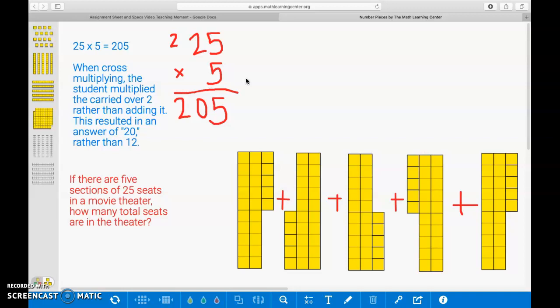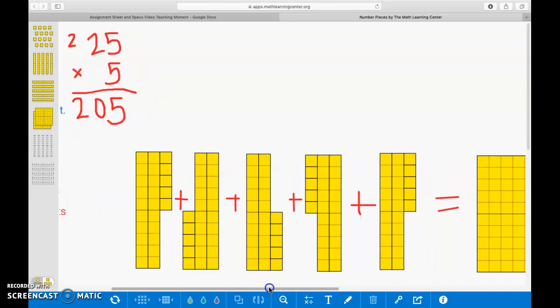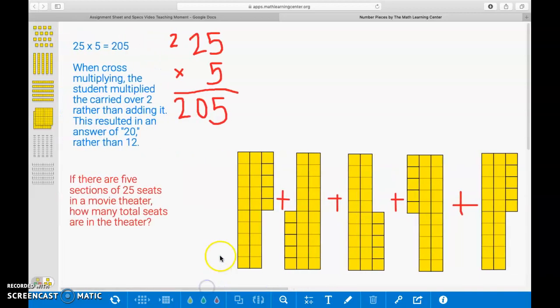So what I have done is drawn up some base 10 blocks at the bottom, and this will help visually explain how a student would be able to understand this problem in pictures. So my problem in words is if there are 5 sections of 25 seats in a movie theater, how many total seats are in the theater?